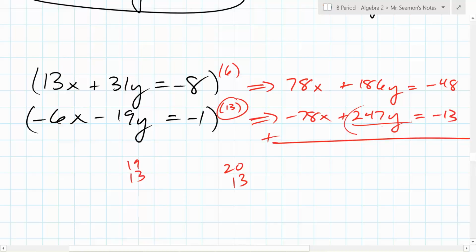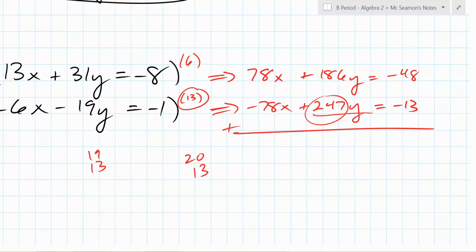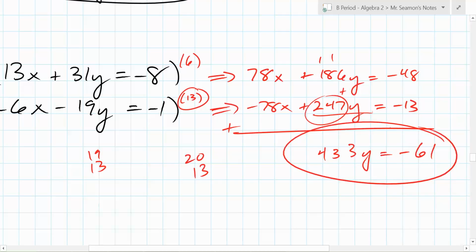Does everyone understand how I got 247? What's 13 times 20? It's 260. What's 260 minus 13? So I had 20 of them, so I took away one of the 13s. Everybody, please, heads up if you can. If I add these together, what's the thing that goes away? The x's, it goes away. And then the bottom one, what does it become? Oh, now we just need to do addition here. What's 6 plus 7? 13. 8 plus 1 and 4 is? 13. 2 plus 1 and 1 is? 4. Equals negative 61.